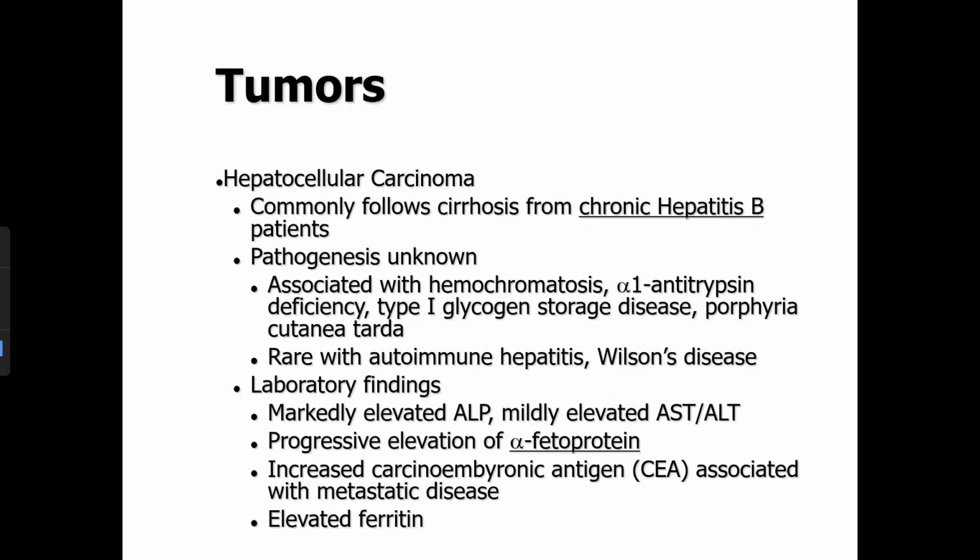Tumors: hepatocellular carcinoma commonly follows cirrhosis from chronic hepatitis B. Pathogenesis is unknown, associated with hemochromatosis, alpha-1 antitrypsin deficiency, type 1 glycogen storage disease, porphyria cutanea tarda. Rare with autoimmune hepatitis or Wilson's disease. Laboratory findings for hepatocellular carcinoma: you'd see an increase in that tumor marker that was discussed, CEA, or carcinoembryonic antigen. Markedly elevated ALP and mild elevation of AST-ALT. Progressive elevation of alpha-fetoprotein. Elevated ferritin.